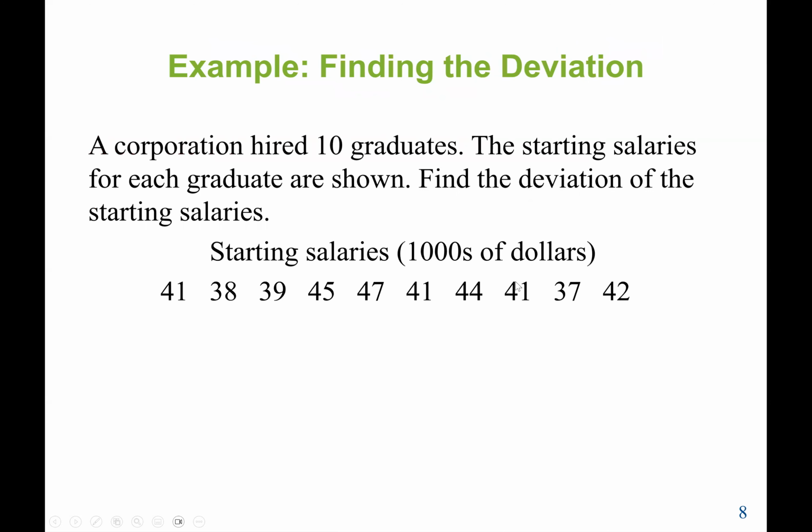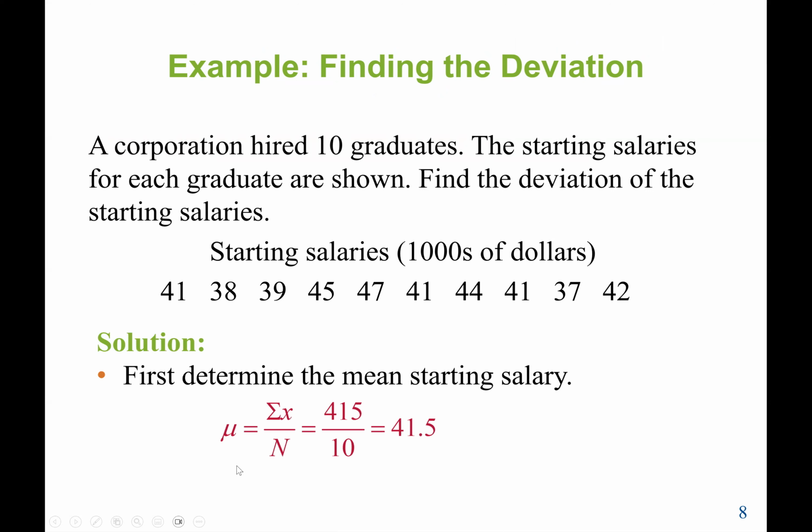So here we have the same example. A corporation hired 10 graduates, and these are their starting salaries for all the 10 graduates. Our goal here is to find the deviation of the starting salaries. So the first thing I'm going to do is to find the mean of the 10 starting salaries. Then we are going to subtract the mean from each starting salary, and that will give us the deviation for each value. So first we find the mean.